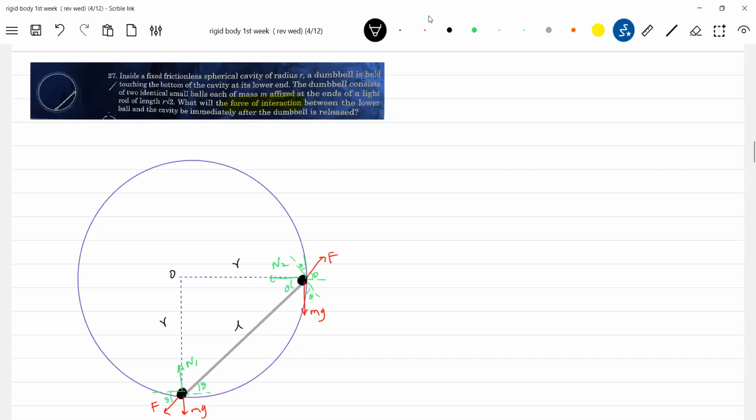Okay, let's write all the possible. What is the constraint equation? A1 will have acceleration, A2 horizontal. So what is the constraint equation? A1 cos theta should be equal to A2 sin theta.